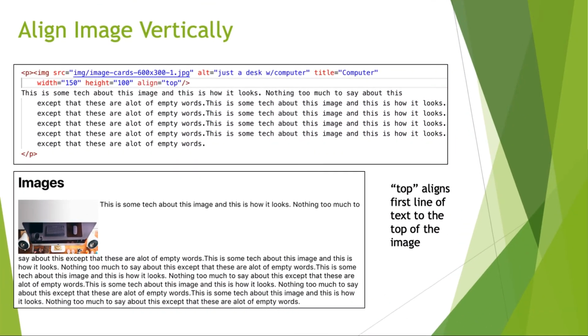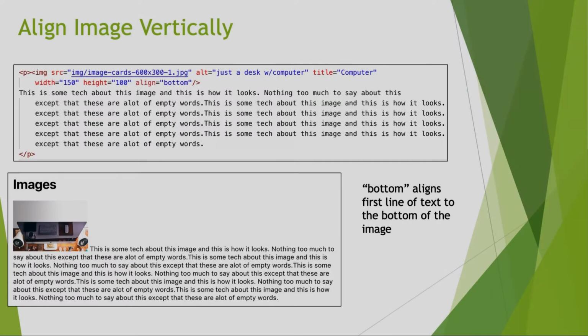And in case you were wondering, you can do align top to align the image vertically. This aligns the first line of text to the top of the image. Not always so pleasing, but play with it, see what you come up with. And just to round it out, this is what align equals bottom looks like. It aligns the first line of text to the bottom of the image. It looks a little sharper.